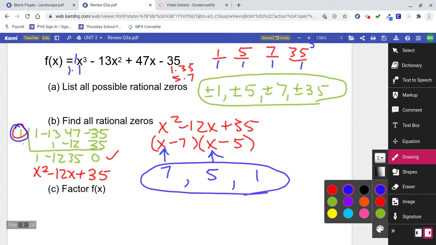Those are my answers. Okay, so notice the difference between part A and part B. Part A says list everything that's possible. Part B says find the ones that work. Part C says factor. Well, that's easy after you know the solutions. 7 must have come from x minus 7, 5 must have come from x minus 5, and 1 must have come from x minus 1. Those are the factors.